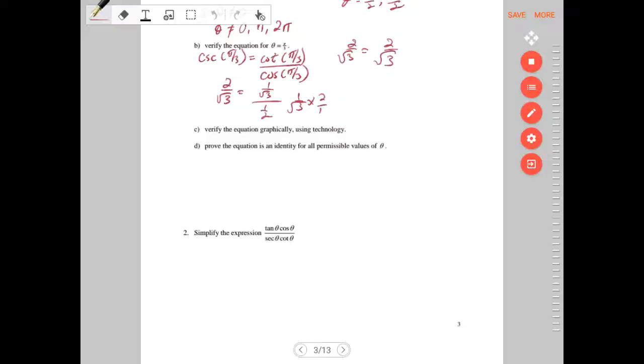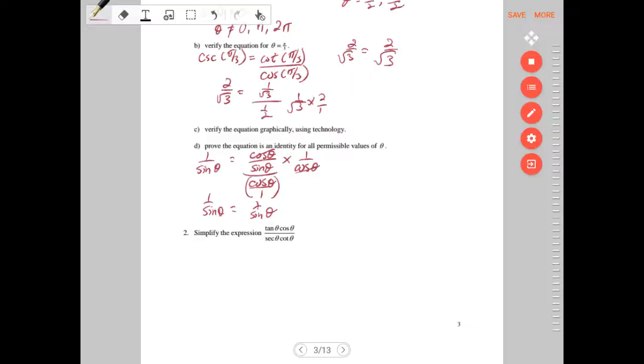So, to do this, we have to use our reciprocals and our quotients. So, we know that cosecant is 1 over sine theta. Cotangent is cos over sine, and that's divided by cos theta. So we're going to work with the right-hand side because it seems a little more complicated. So I'm going to flip the denominator, cos theta over 1, and multiply it by the numerator. If you'll notice then, the cosines would cancel, and we're left with 1 over sine theta equals 1 over sine theta. Good. So it is an identity for all values of theta that are permissible.